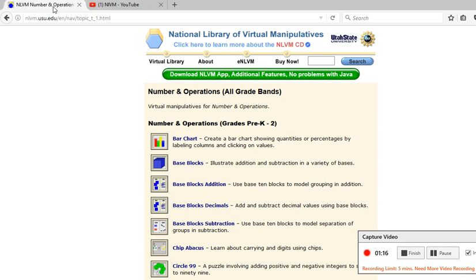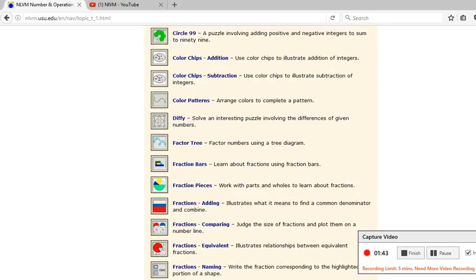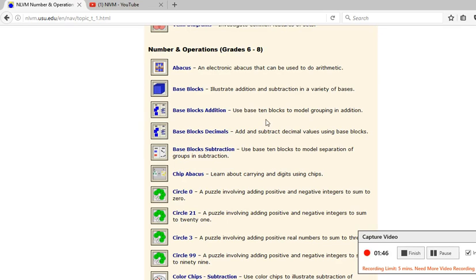The written material is another question I want to answer. There is good written material before some of these operations or some of these manipulatives. But the problem is that some of the manipulatives have very similar descriptions that tell about what the manipulative is about. For example, right here from pre-K to 2, base blocks illustrate addition and subtraction of a variety of bases. But if you were to come up here to 6 through 8, base blocks also illustrate addition and subtraction in a variety of bases. So it doesn't give you any variety of how it differs in grade levels for some of the examples, which would be nice for students to have.